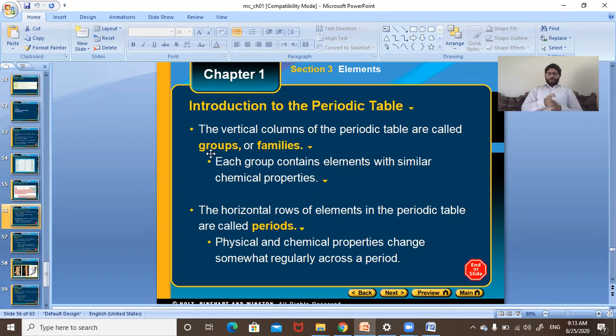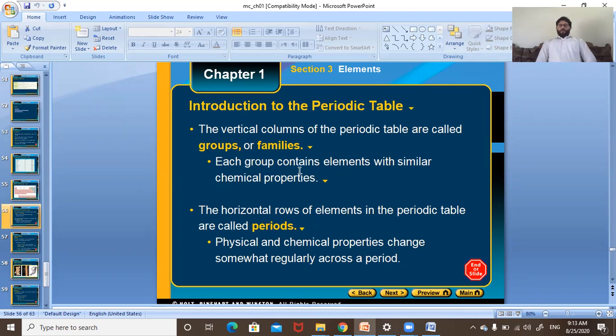Now, the vertical columns in the periodic table are known as groups. As I told you, there are 18 groups in the periodic table. Each group contains elements with the same chemical properties, meaning their chemical properties will be the same. We already discussed this. The horizontal rows of elements in the periodic table are called periods, and physical and chemical properties change somewhat regularly across a period. There are 7 periods in the periodic table.